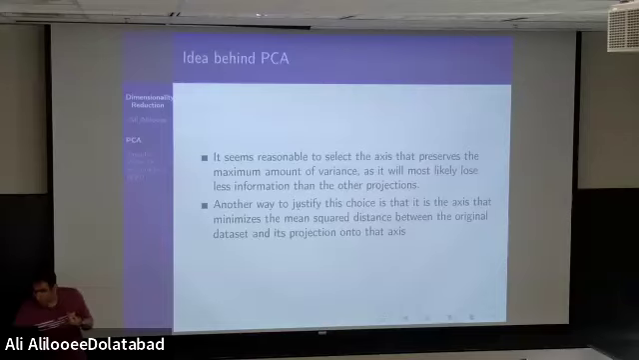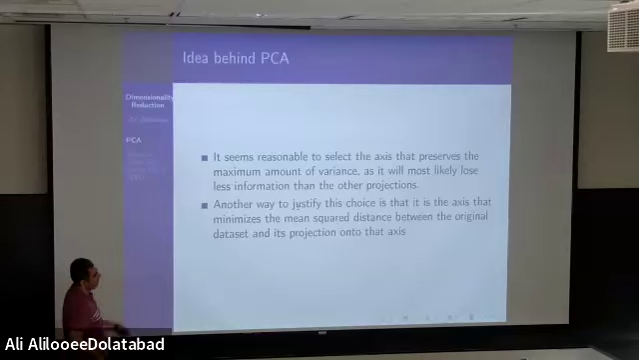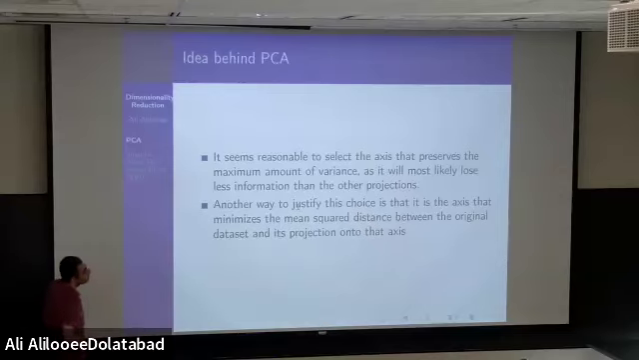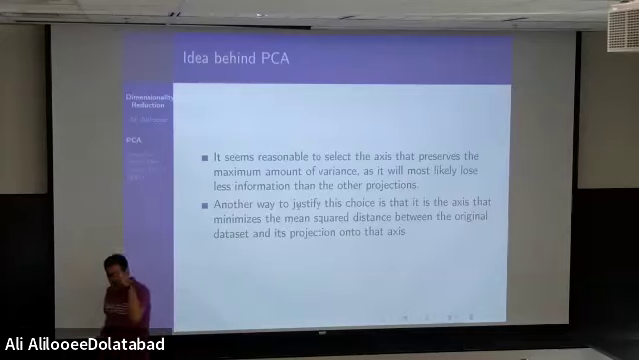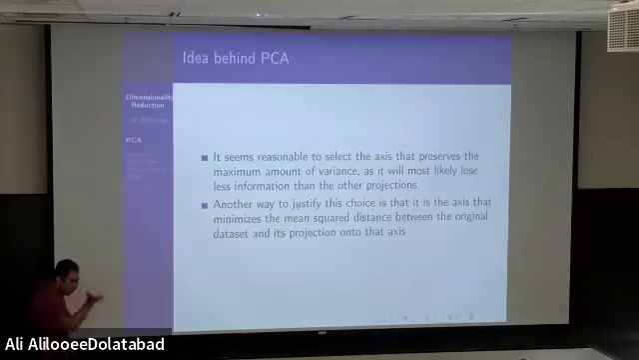Question? So, the idea behind PCA is something that we have seen: it seems reasonable to select the axes that preserve the maximum variance, as it will most likely lose less information than other projections. Another way to justify this choice is that it is the axis that minimizes the mean square distance between the original data and its projection onto that axis. I think this is the foundation of PCA. It means that you want to find axes Z1, Z2. There are lots of lines which can be considered. We pick the one which has the maximum variance.